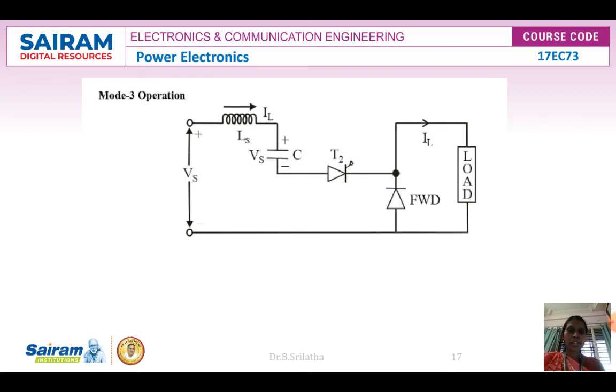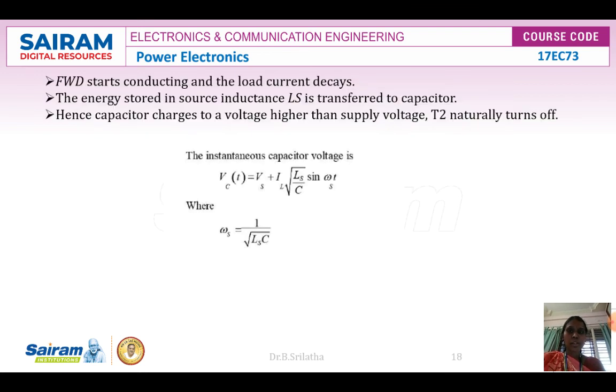Now in mode 3 operation, we assume the freewheeling diode and also T2. Because of the freewheeling diode conduction, the load current decreases. The energy stored in the source is transferred to the capacitor. This is the VC of t, and here the turn off time is nothing but 1 by root LC, what we did in the self commutation circuit.